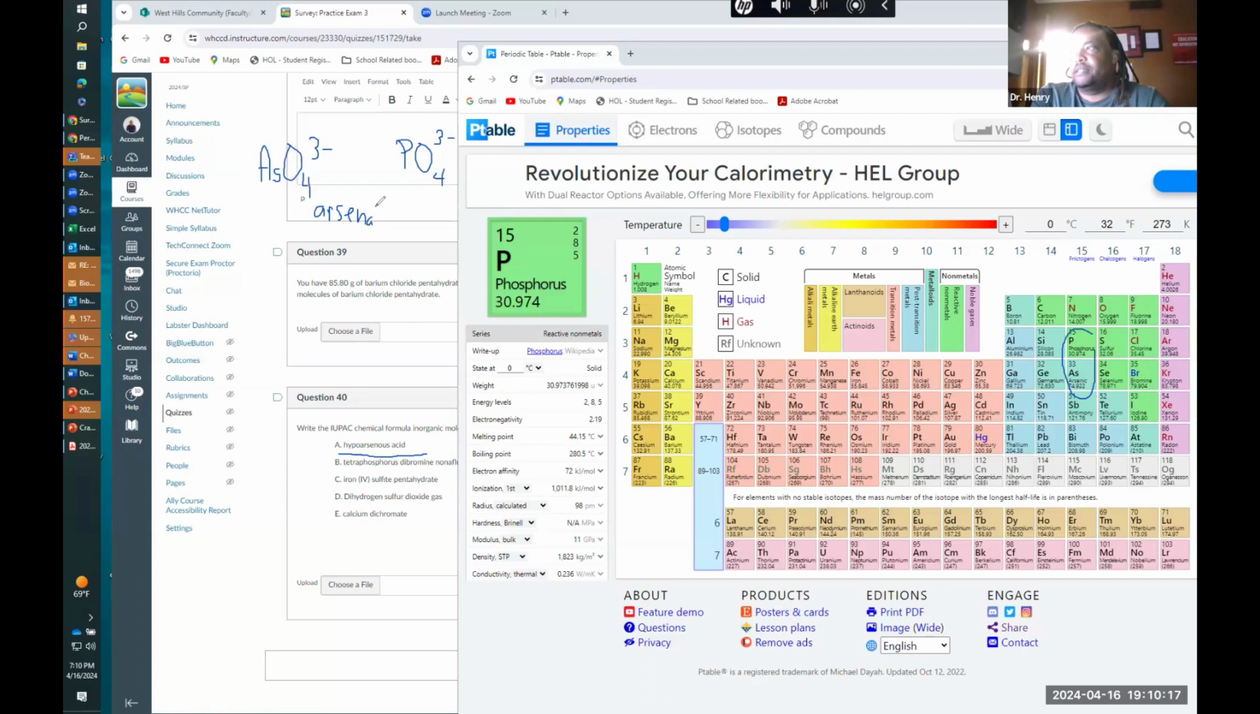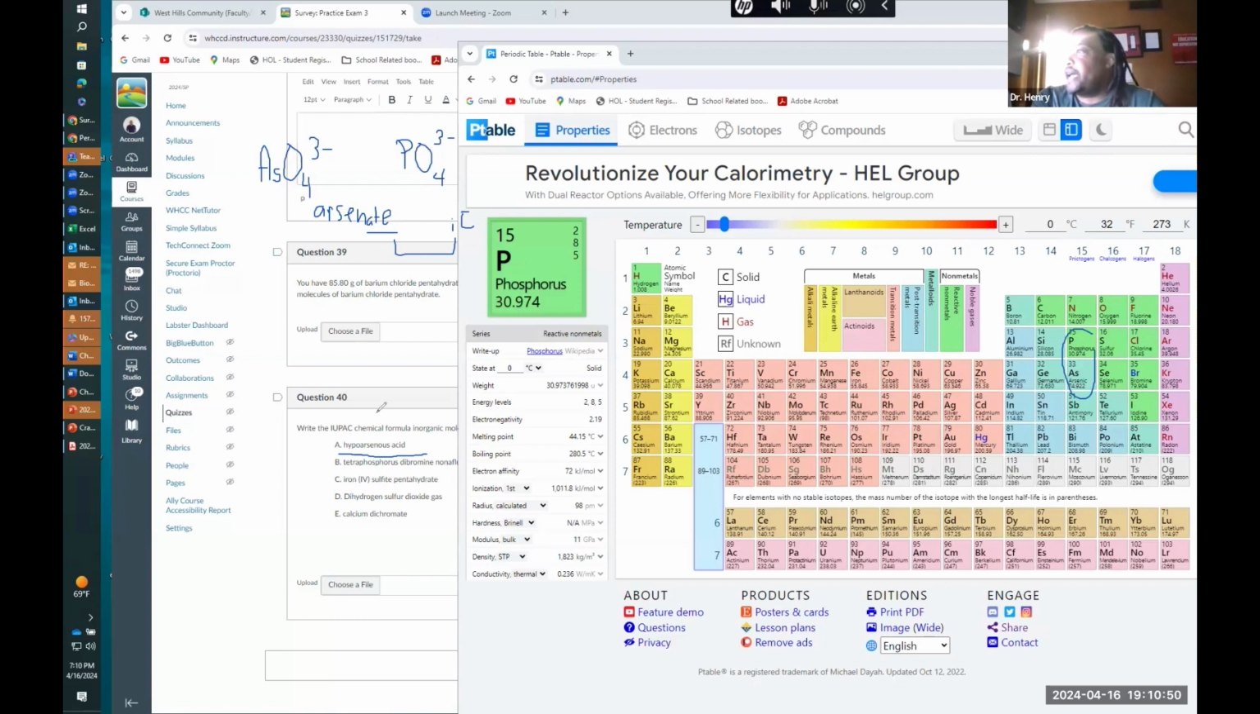Arsenate. Now, we know that these are going to act very similar to each other since they're in the same group, the phosphorus and the arsenic. So it's going to form similar to what you get for phosphate, right? Now we know if it's ate, we're going to change it to ic. But this is ate, right?